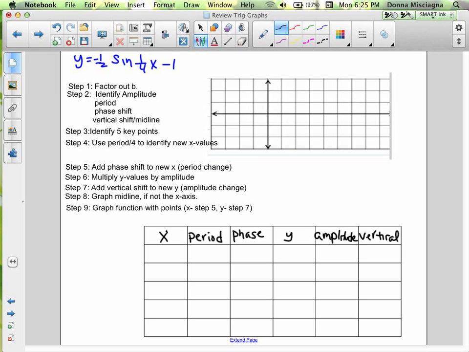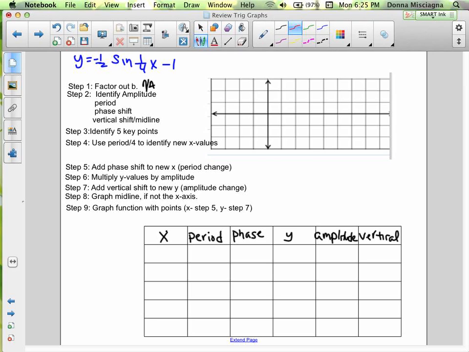All right, so step one, let's factor out b. If b is in parentheses, then we'll have something to factor out. Here we do not. Next, identify the amplitude.